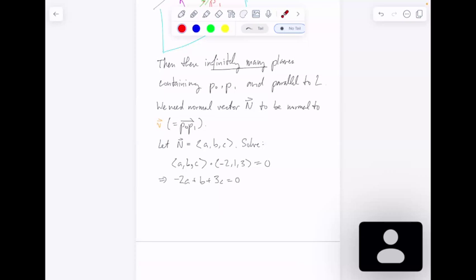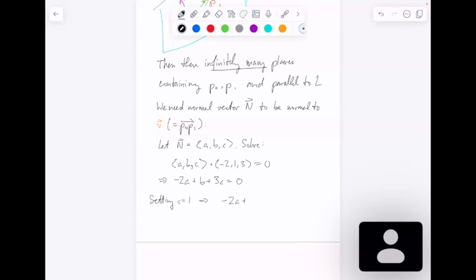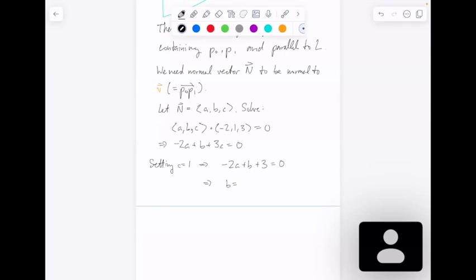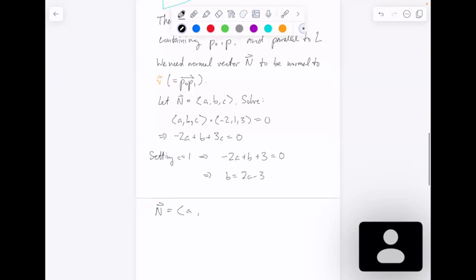So you can make a simplification to this. You could assume, let's say c is non-zero, divide it out, right? So just set c to be equal to 1, say. You could do minus 2a plus b plus 3, or you could set it to 0 if you want, but minus 2a plus b plus 3 is equal to 0. And then you get the fact that b is equal to 2a minus 3. So n could be equal to a, 2a minus 3, and say 1 if you want.